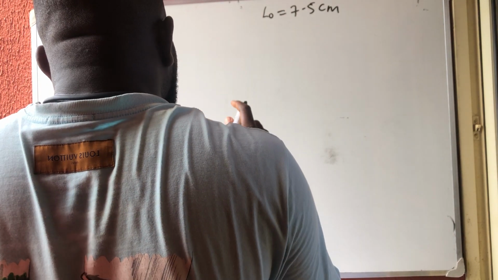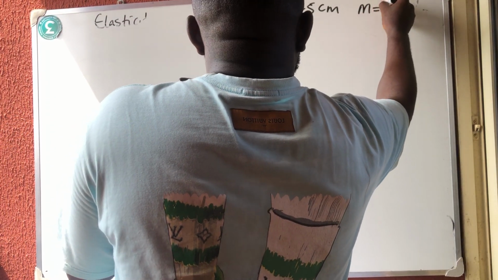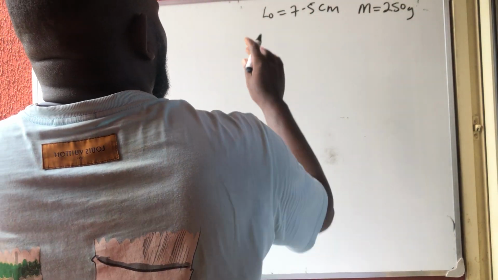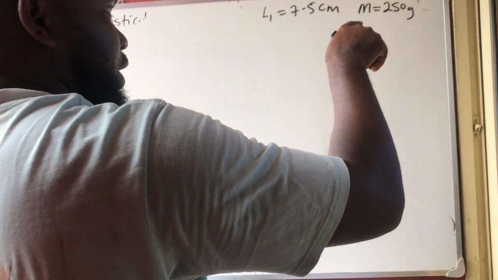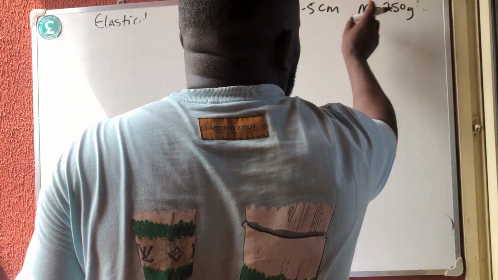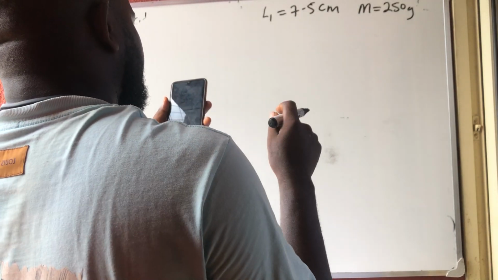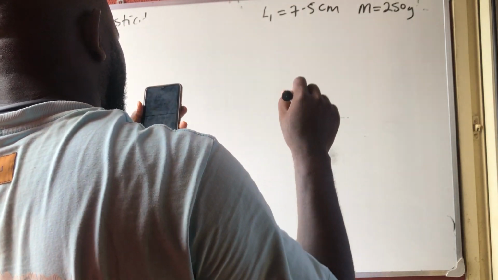Under a load of this. So they gave us mass under a load of 250 Newton. So the mass there is 250 grams. Sorry, not Newton. 250 grams. And the total length it has, which is L1, when this thing is on it. Even if they did not say that this thing is on it, we now know that this is the original length.